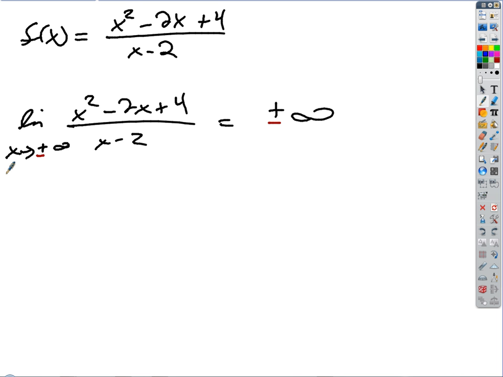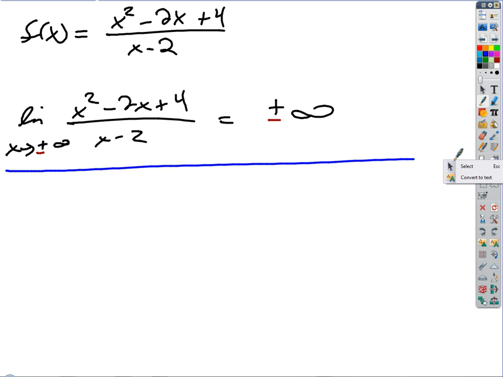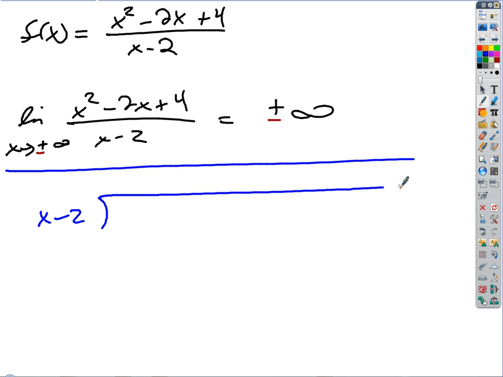I'll take this opportunity to review this with you because this is something you're really going to eventually have to do a lot with. So remember how this works. And it's just like normal long division. How did we do this? How did we divide polynomials?